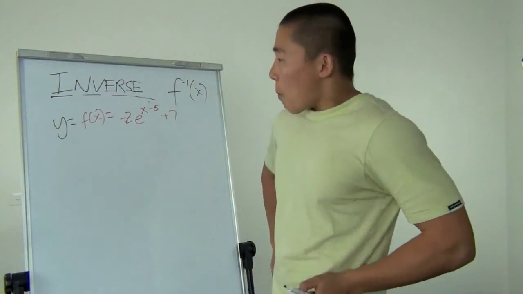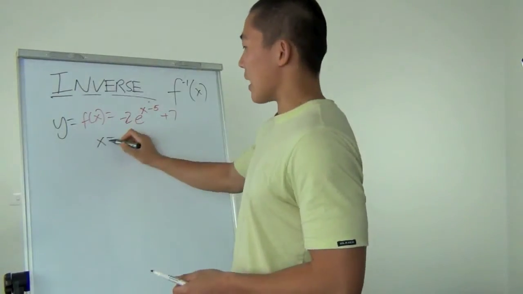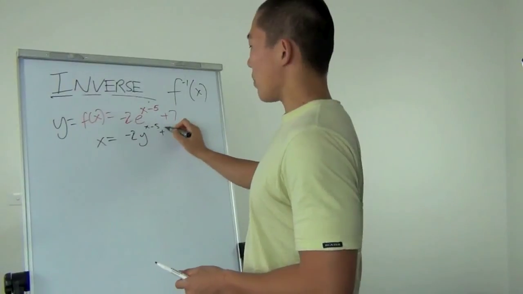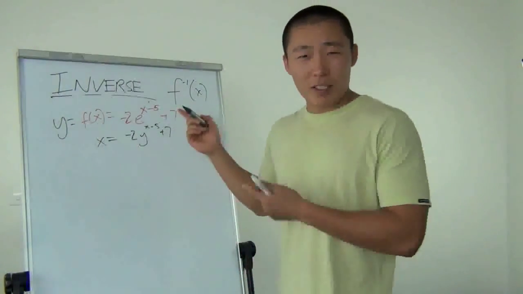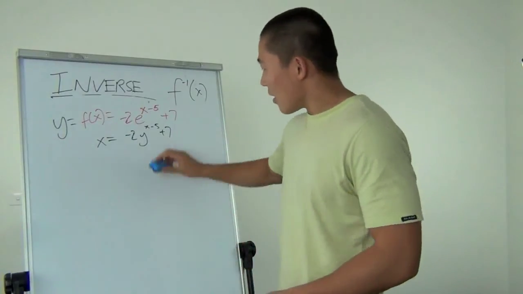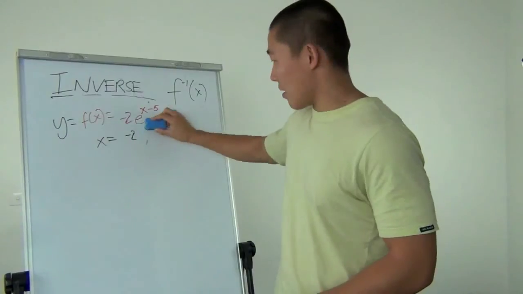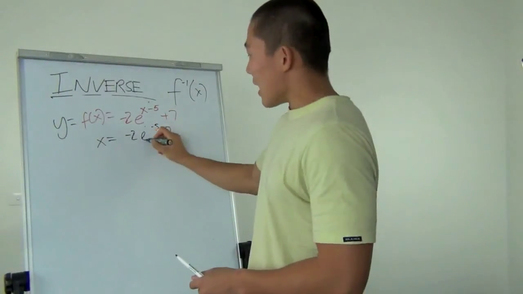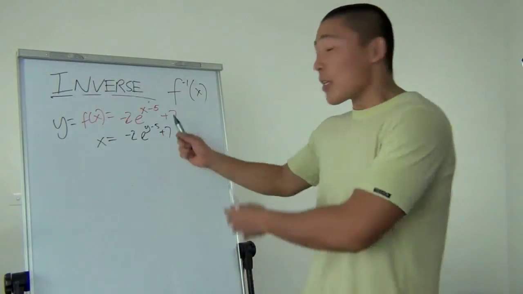Okay, so let's say it's y. So now you swap y with x. x equals -2e^(y-5) + 7. And the next step, oh my god, did you see the mistake? I cannot believe I did that. I told you, it's Saturday. e didn't suddenly become y. Okay, so it looks like that.